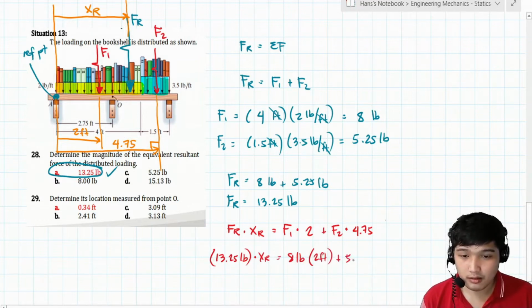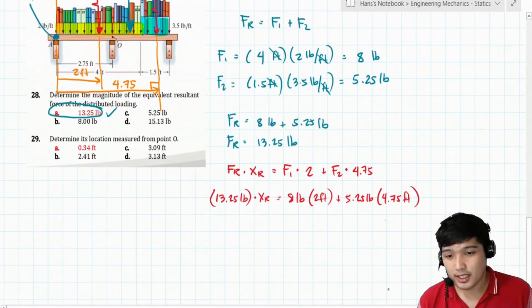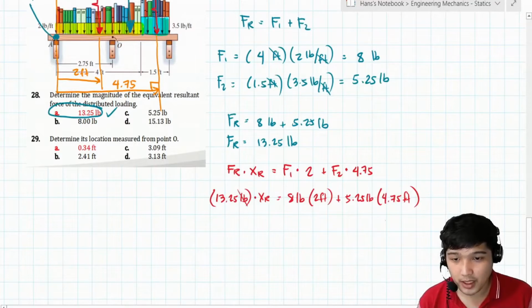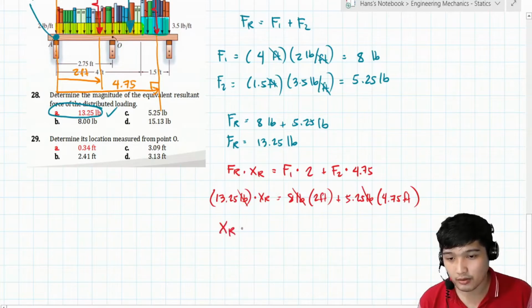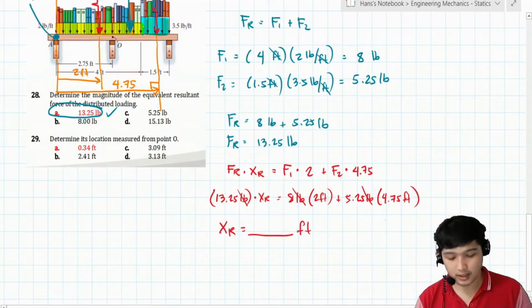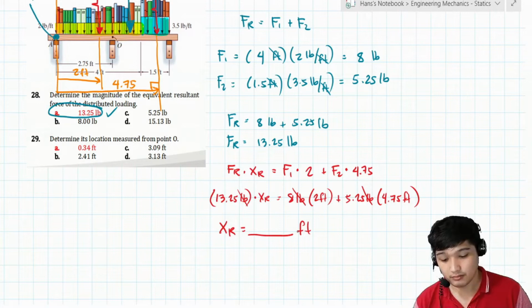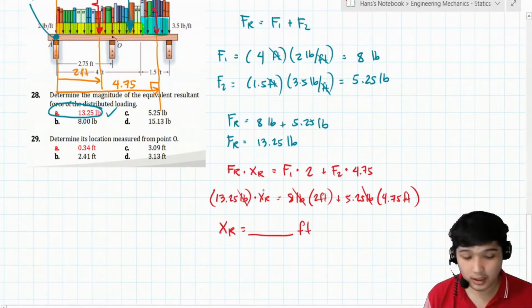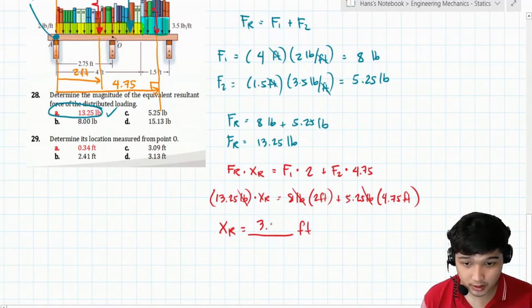Plus 5.25 pounds. And then, times 4.75 feet. Okay, so with that, we can cancel the unit ng pounds. So, remaining unit is naka-feet. So, therefore, yung XR, yung value niyan is in feet. Okay, so solving for XR, that is how much? So, sagot is 3.0896 or in 2 decimal places, that is 3.09.